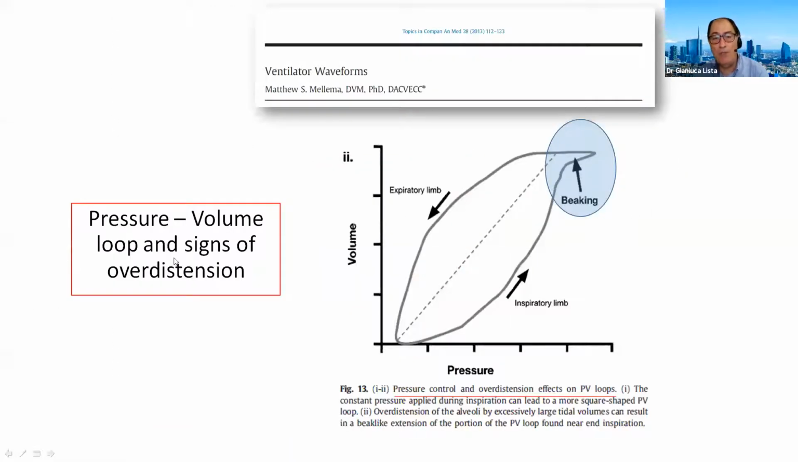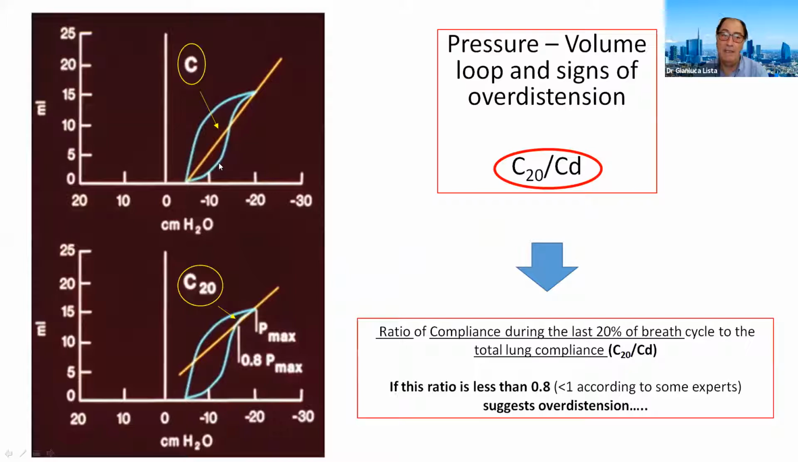The pressure volume loop can give us some information about the risk of overdistension. For example, the presence of peaking, that is typical when the PEEP level or the tidal volume is too much higher, so you have to reduce them in order to reduce the risk of pneumothorax, for example. And peaking is often followed by the worsening of the ratio between the C20 and the total compliance.